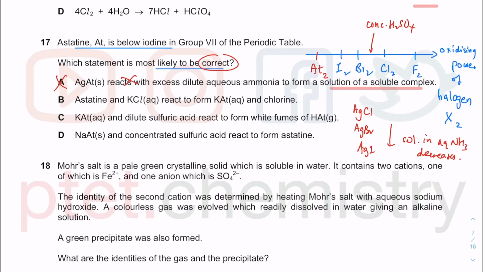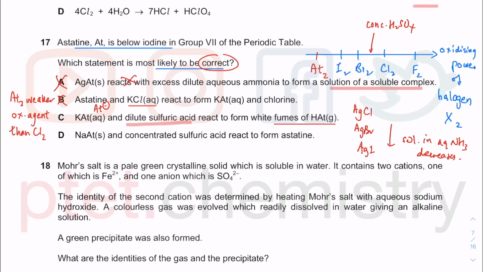And you want a correct statement. Now in terms of astatine and KCl, astatine as a molecule is a weaker oxidizing agent than Cl2, so you cannot oxidize Cl- to Cl2 because At2 has a weaker oxidizing ability compared to chlorine there. Now KAt, basically the astatide ion, can react with dilute sulfuric acid, and in the first step not dilute sulfuric acid but concentrated sulfuric acid, but this one is dilute.